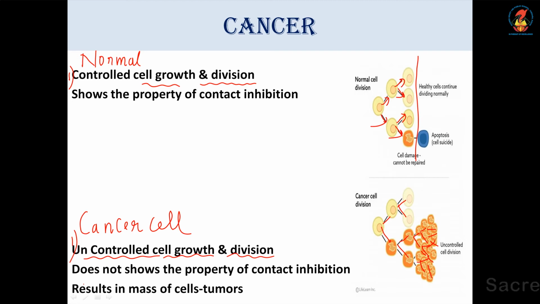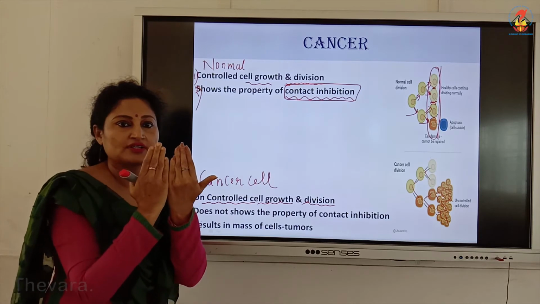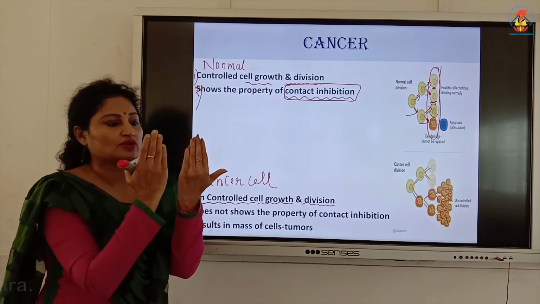Second difference: why is cell growth and cell division controlled? Because of a particular property called contact inhibition. See, now we saw the 4 cells that are formed after the second division are in contact with each other. By virtue of contact, they stop dividing. So, what is contact inhibition? The definition for contact inhibition is that the cells, by virtue of contact, stop dividing just because they are in contact.